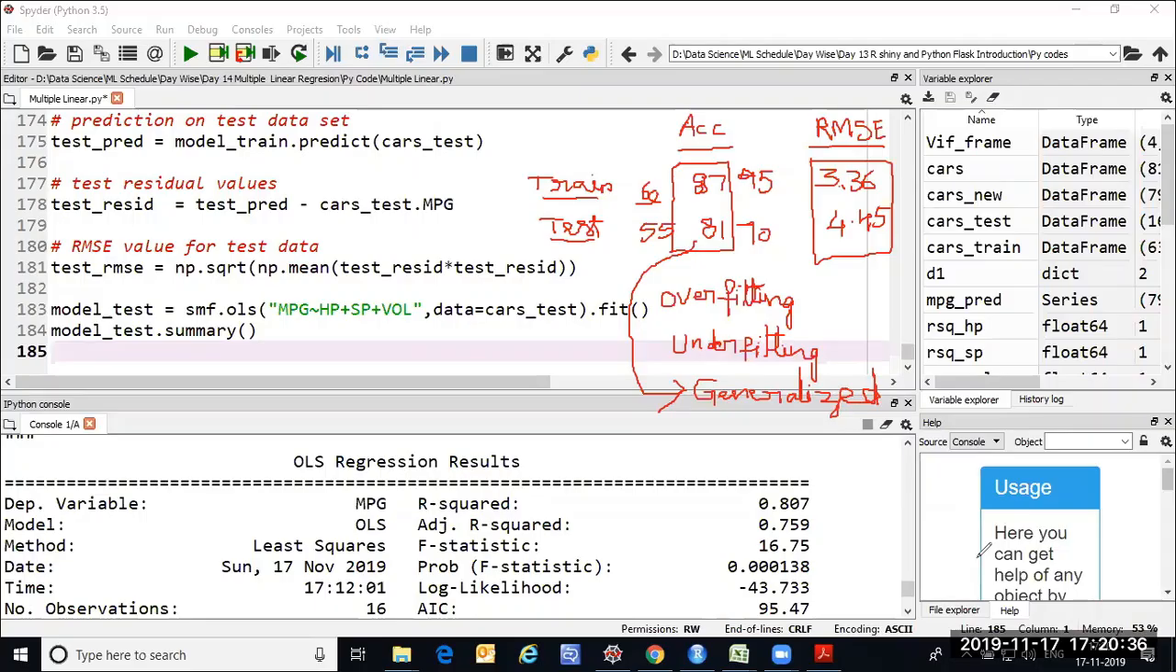Overfitting and underfitting are the problems that you need to deal with. But a generalized model is the expected behavior of the finalized model. Am I clear?